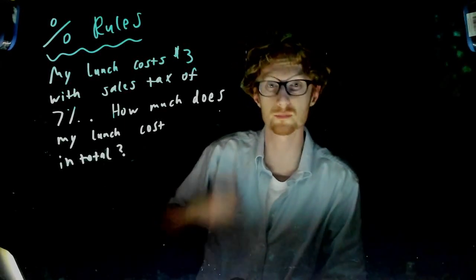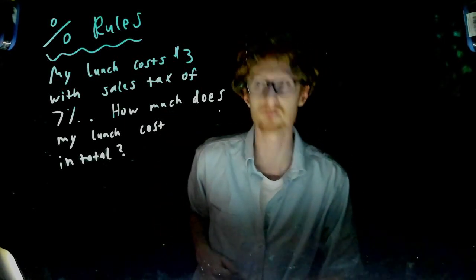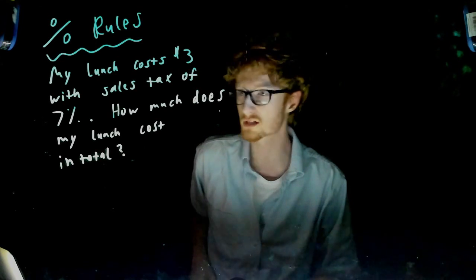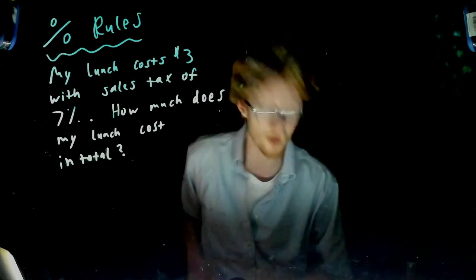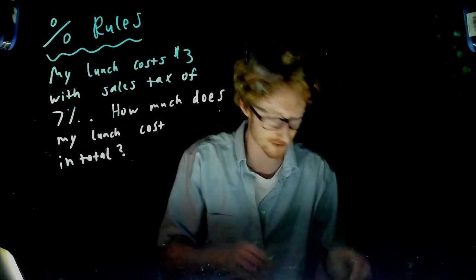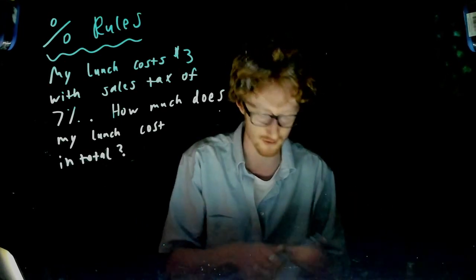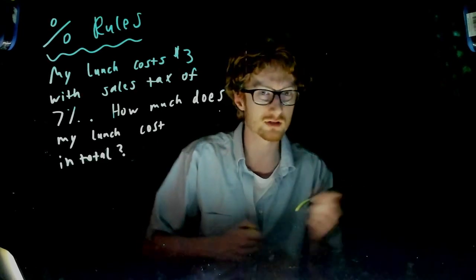In life, we deal a lot with percentages, especially when it comes down to sales tax. Let's say my lunch costs $3 with a sales tax of 7%. How much does my lunch then cost in total? The cashier has a cash register that just tells them the answer, but what is the cash register actually doing? Well, all it is doing is some basic multiplication.